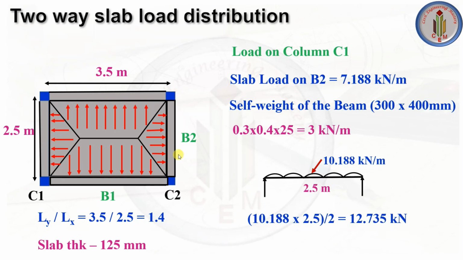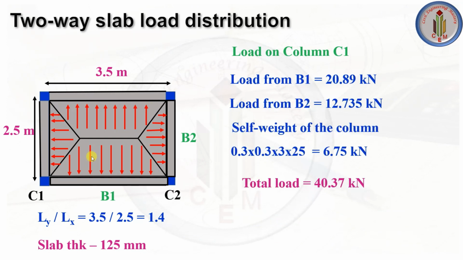We have calculated before the slab load on B2, that is 7.188 kilonewton per meter, and the self weight of the beam, which is the dimension multiplied by unit weight of RCC. We need to add these two together and then apply it as a UDL. Here the span is 2.5 meter. So load multiplied by 2.5 upon 2, we get the load on this column. So half of beam 2 load coming to this column C1 is 12.735 kilonewton.